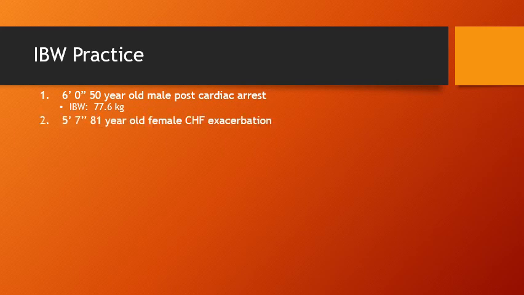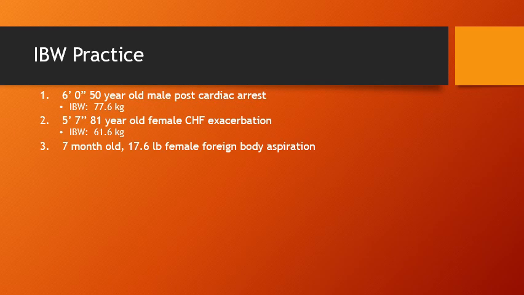Our second patient is a 5 foot 7 inch 81-year-old female with a CHF exacerbation. So pause your video and calculate this patient's ideal body weight. So this patient's ideal body weight is 61.6 kilos. Now we got that by taking 2.3 times 7, because she's 5 foot 7 inches, and then adding that to 45.5, because she is an adult female, 61.6 kilograms.